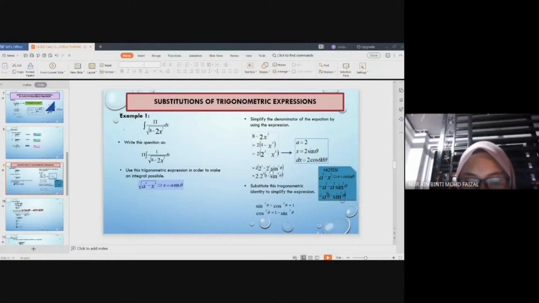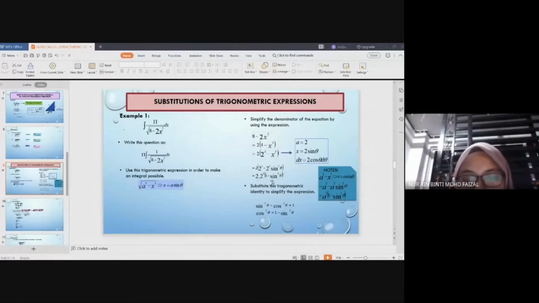x is going to be 2 times 2 squared minus 2 squared sine squared theta, because you already substitute the value of x, 2 sine theta, into the equation. Okay, then we factorize it: 2 times 2 squared times 1 minus sine squared theta. 2 times 2 squared is equal to 8. Just the same, okay?